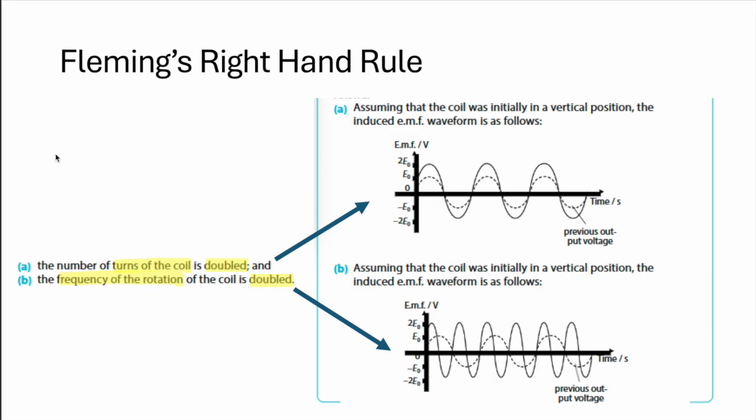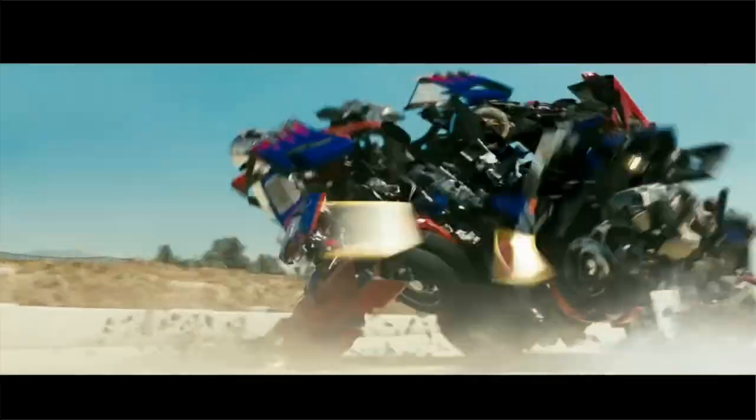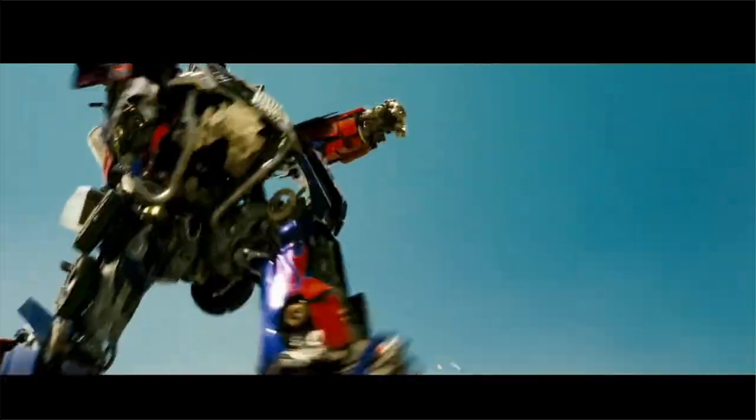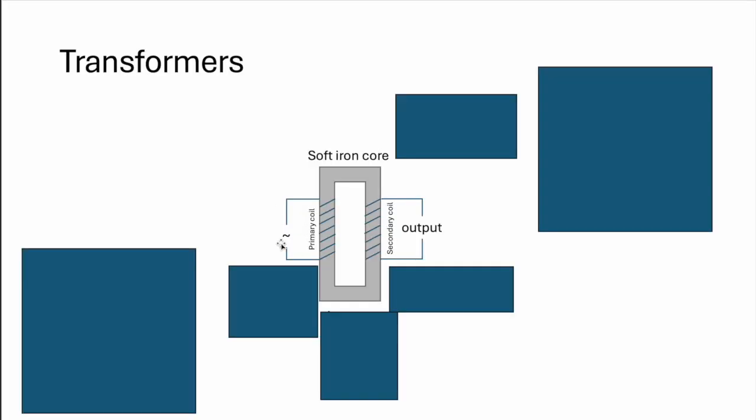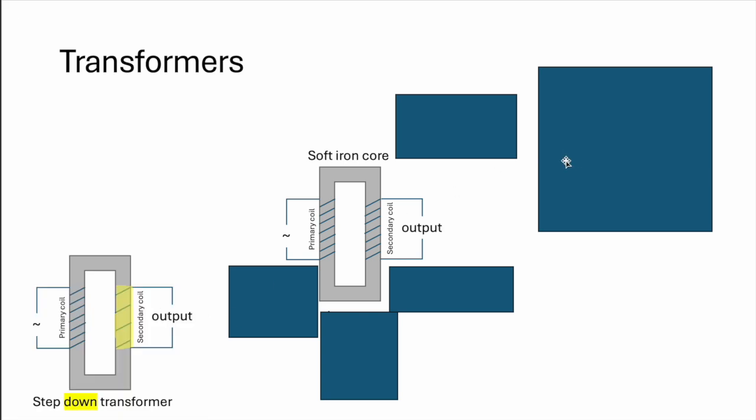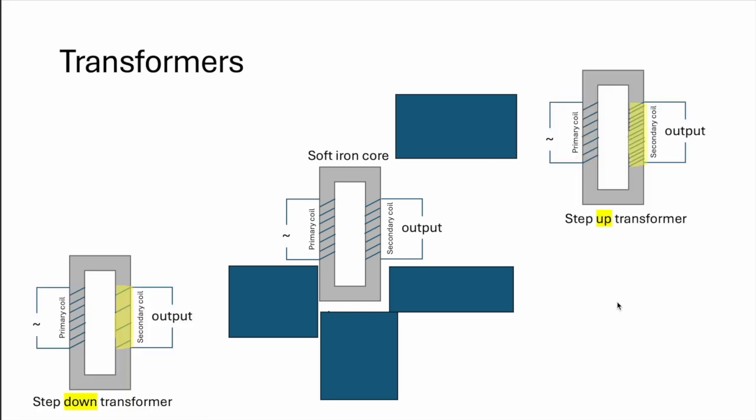And with this information, we go to the next topic. We will be talking about a transformer, not the one you see in the movies, but a device that changes a high alternating voltage to a low alternating voltage, or vice versa. So if it is from a large voltage to a small voltage, you call it a step down. If it's from a small voltage to a larger voltage, you call it a step up transformer.